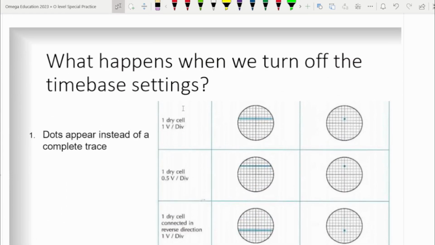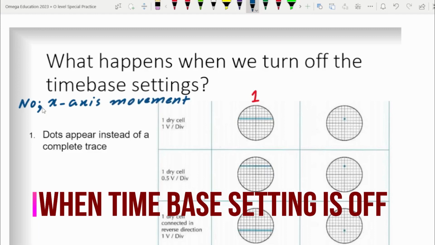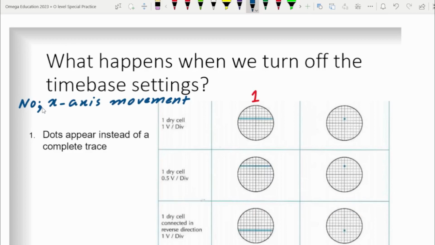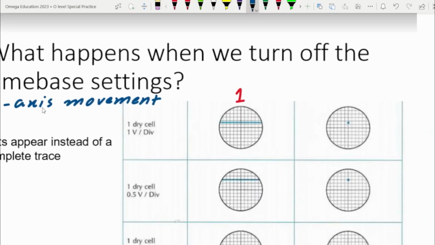So now let us compare the dots. What happens when we turn off the time-base settings? Initially, if your signal was like this, and they're asking you to turn off the time-base settings, keep in mind the rule of thumb: if you're turning off the time-base settings, you're turning off the x-axis movement. So there would be no movement along the x-axis. Once you have set the time-base setting off, your signal is not going to move horizontally.